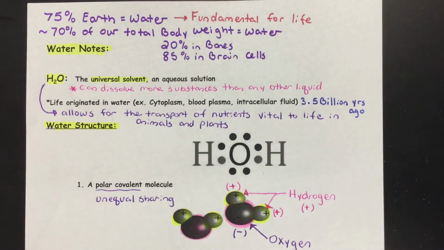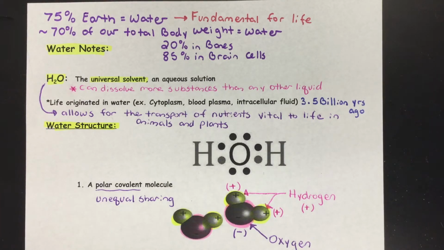So we do know that water is the universal solvent. We've heard that many times over and over again. It's an aqueous solution. What this means is that water can dissolve more substances than any other liquid. We just said life originated in water. Think about things within your body. Cytoplasm, that gooey stuff that makes up your cells, holds all your organelles in place. Your blood plasma, that your red blood cells and white blood cells and platelets are going to flow around in. Intracellular fluid between these particular cells.